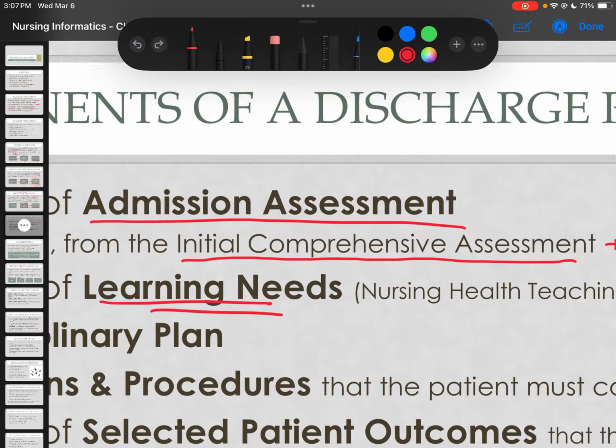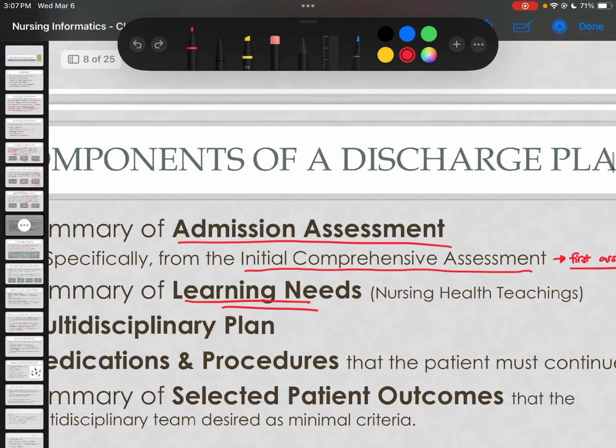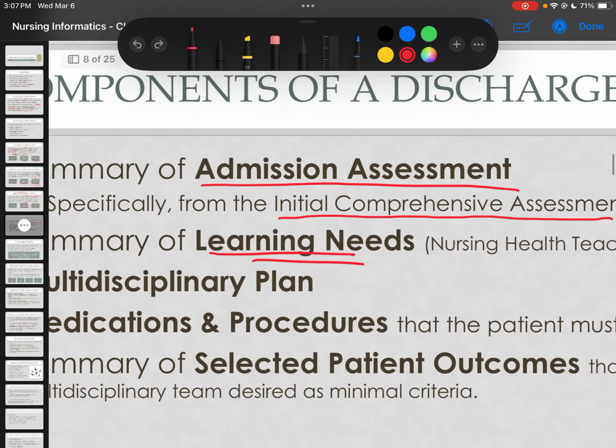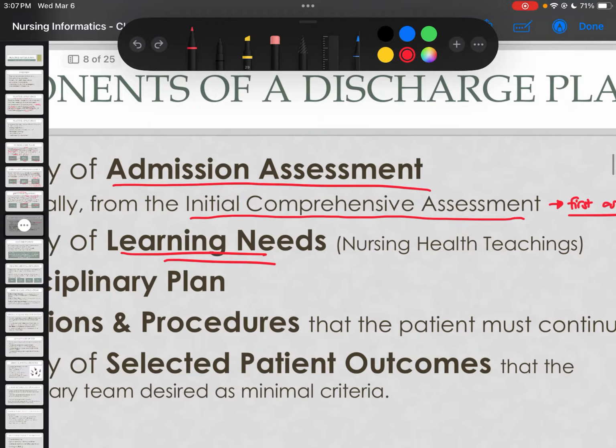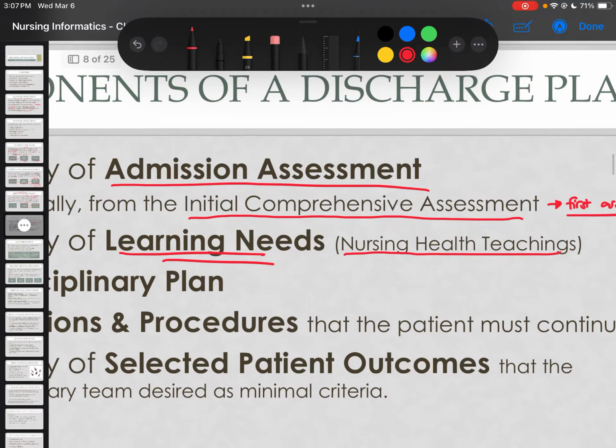It means kompleto tanan system, class, igo head to toe assessment gina siya with interview, di ba? Aside from that, we should also put a summary of their learning needs. When we say learning needs, mao na siya ang atong nursing health teaching, di ba?